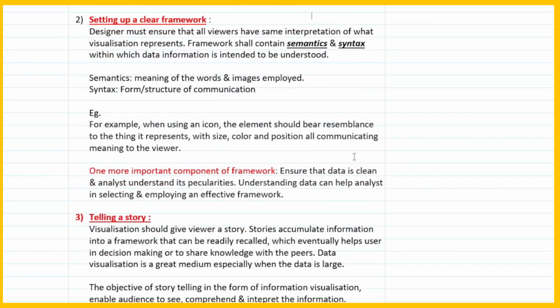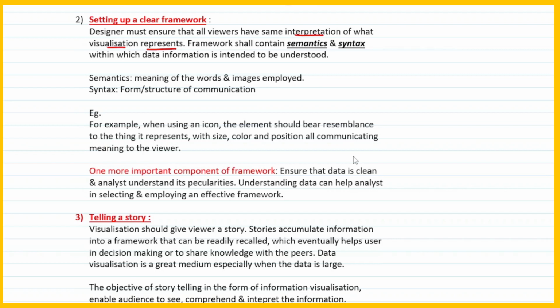Okay, now the second point is setting up a clear framework. The framework has to be designed in such a way that the visualization is properly implemented and there is proper execution. The designer must ensure that all viewers have the same interpretation of what the visualization represents. So whatever data you want to convey, everyone who sees it should understand it in the same way, right? Two different people should not have two different understandings of the same visualization technique that they are watching, right?